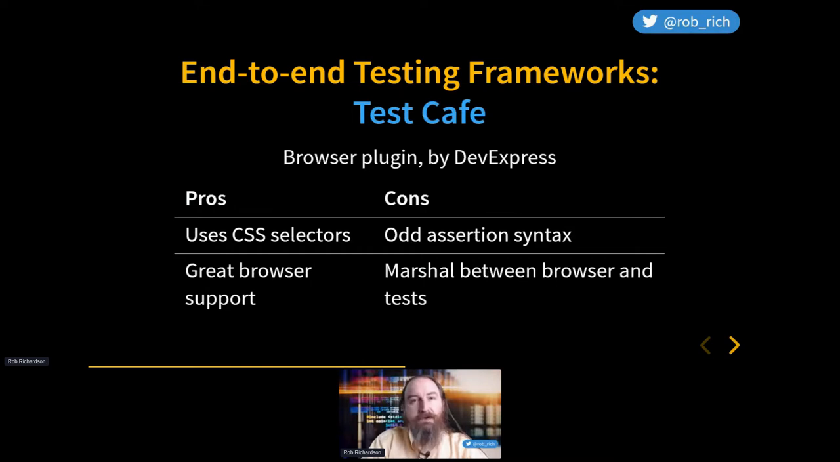Test Cafe. If you're using Dev Express, Test Cafe may be right at home. Test Cafe uses CSS selectors as opposed to jQuery-like syntax, and so it might feel a little bit more at home. But Test Cafe has a really odd assertion syntax. It isn't like Chai or Jest, so that may be another hurdle. With Test Cafe, you also spend a lot of time marshaling content between the browser page and the test harness. So you'll end up creating these methods that go grab content and send it back.